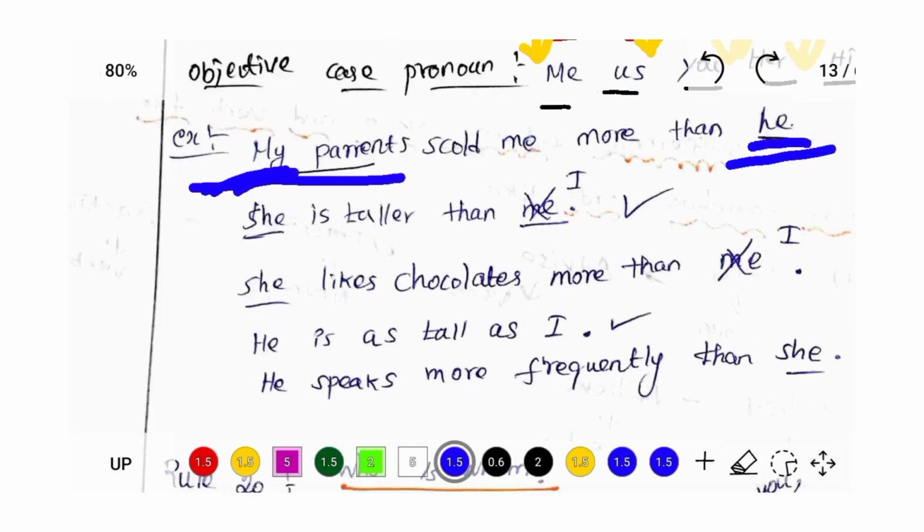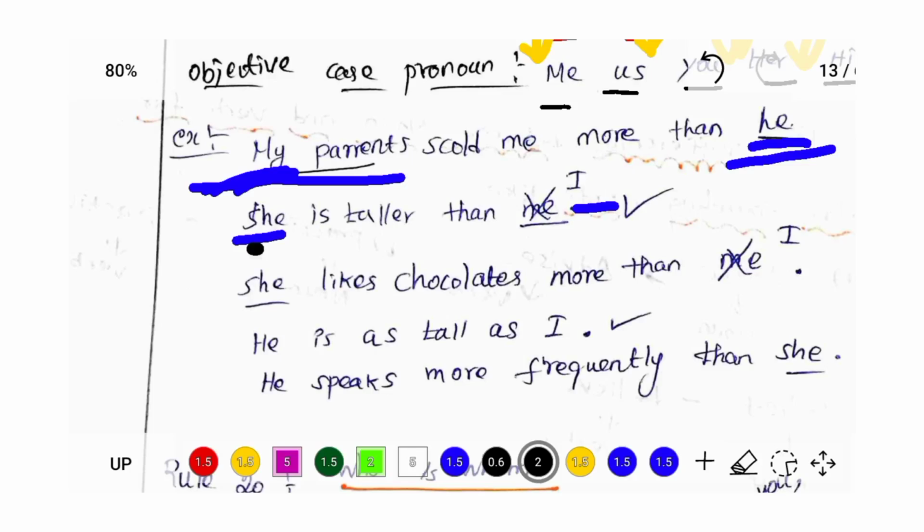Look at the second sentence. She is taller than I. She, subjective case pronoun. I, subjective case pronoun. Don't put "me" here, because "me" is an objective case pronoun. When we compare two subjects, use subjective case pronouns. When we compare two objects, use objective case pronouns.